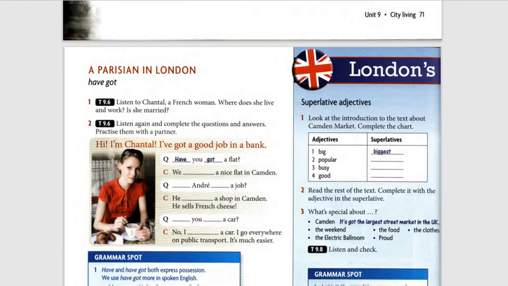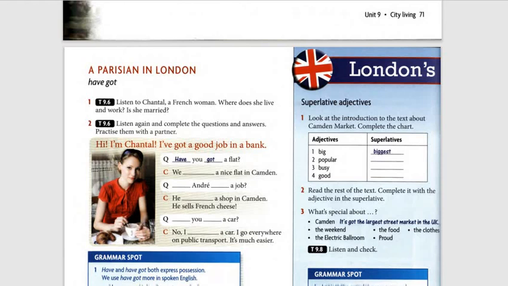Tape script 9.6. A Parisian in London. Hello, Chantal. Hi. Now, you're French, but you live in London, is that right? Yes, that's right. And are you on your own here in London? No. I'm here with my husband, André. Ah, okay. Do you work in London? Yes, I do. I've got a good job. I work in a bank. And where do you live in London? Have you got a flat? Yes, we've got a nice flat in Camden.